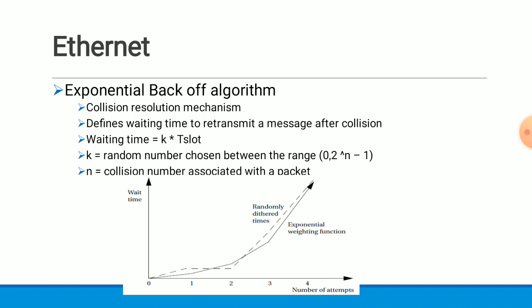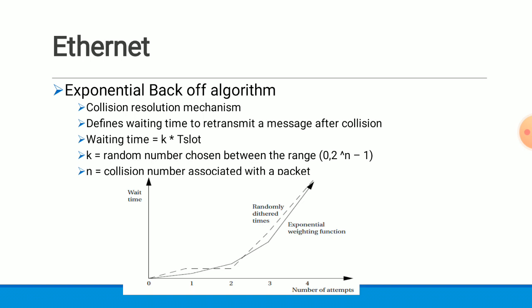So what is k? K is a random number chosen between the range 0 to 2 raised to n minus 1. What is n? N is the collision number associated with the packet. For example, suppose node A transmits its first packet or first message, and suppose a collision occurs, then the collision number associated with that packet of node A is 1.